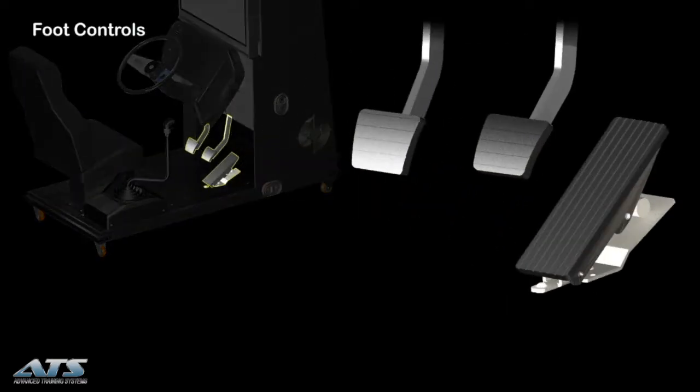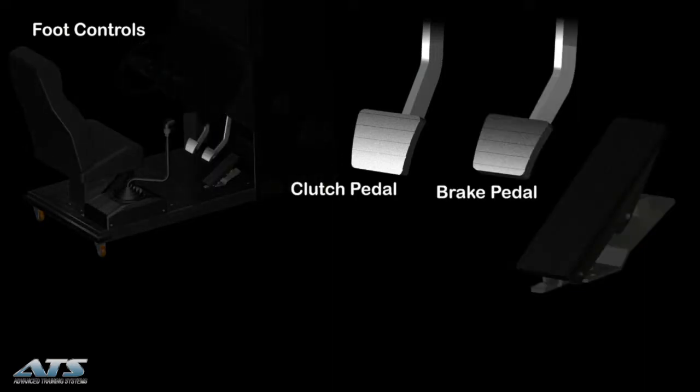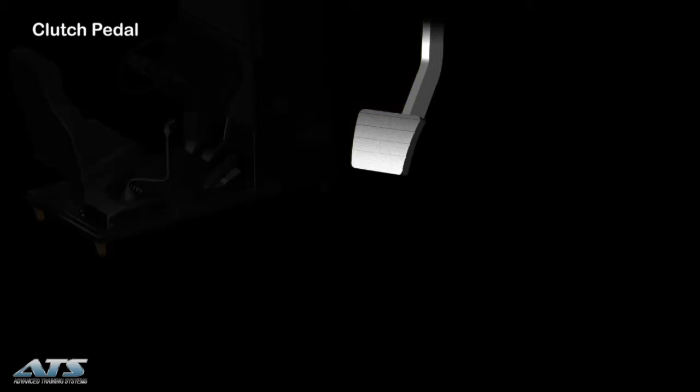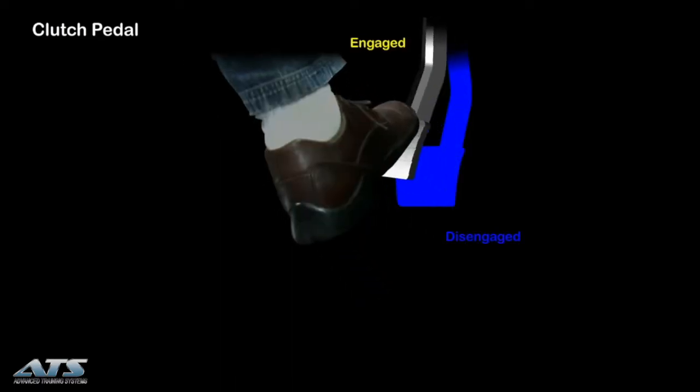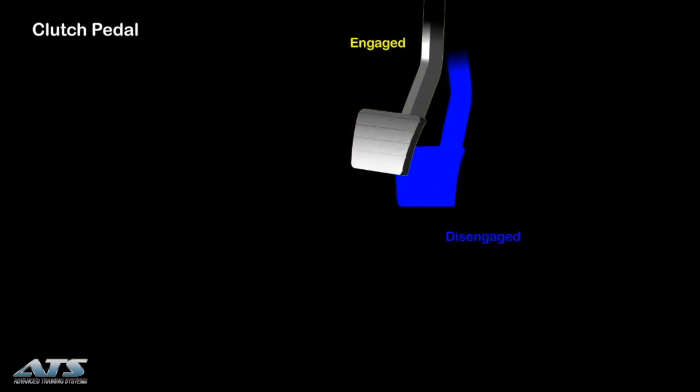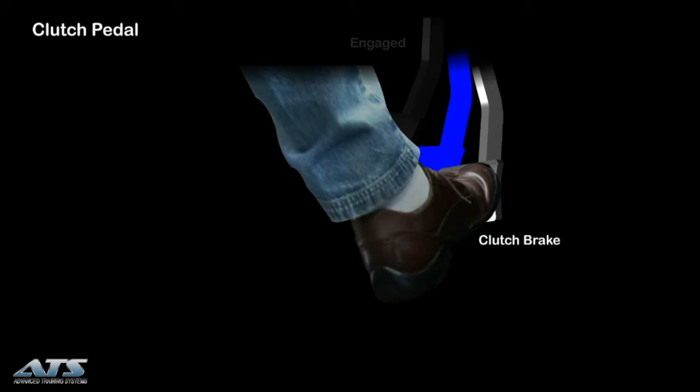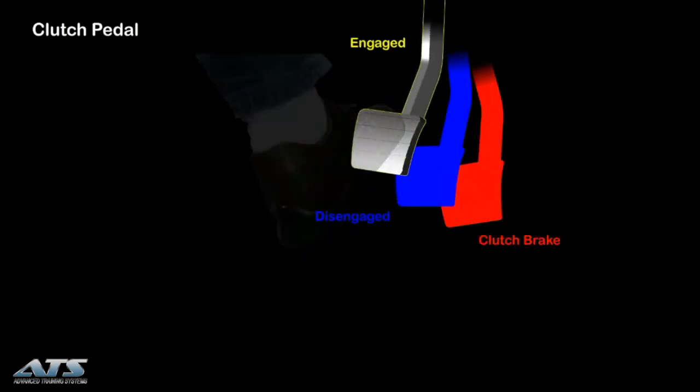Foot controls. There are 3 foot controls that are moved by your feet. From left to right, they are the clutch, the brake, and the accelerator. The clutch, you move it with your left foot. Pushing partway down, the clutch pedal disengages the clutch and separates the engine from the transmission. This allows changing gears without damaging the transmission or drive shaft components. Pushing the clutch pedal to the floor activates the clutch brake.